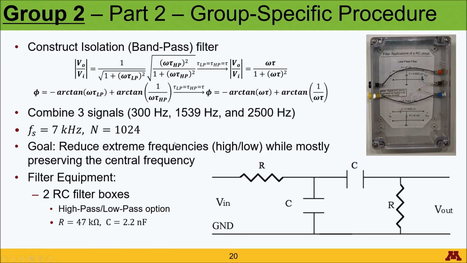Since we're dealing with a bandpass filter, we're going to have 3 signals instead of 2, where we want to reduce the 2 outlier signals while maintaining this central signal. In order to run this, you'll want to set the sampling frequency to 7 kilohertz, with n remaining 1024 with all the other conditions. Now, to simplify your setup, since you're dealing with a little bit more, we are actually providing you with a pre-made filter box. And so based upon where you plug in, you will get either a low-pass filter or a high-pass filter, but the resistance and capacitance is locked in place as 47 kiloohms and 2.2 nanofarad.